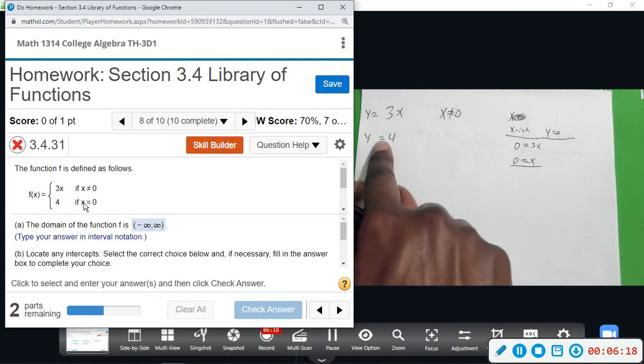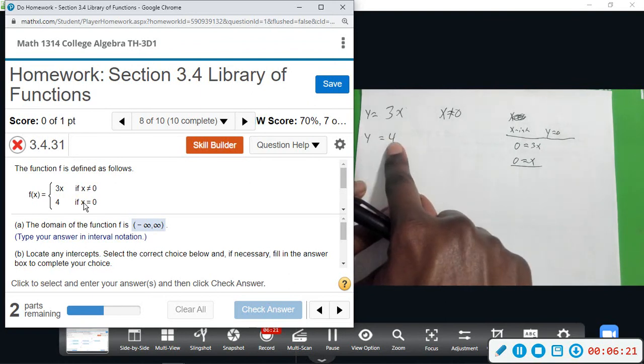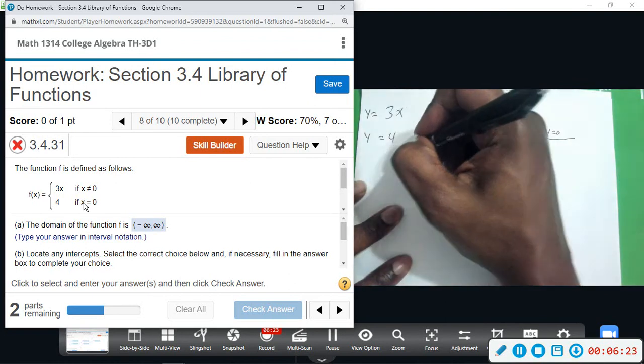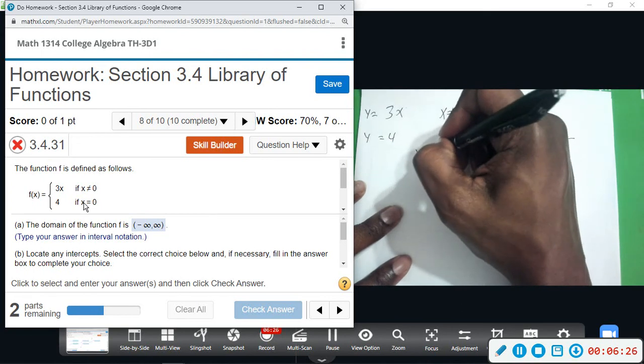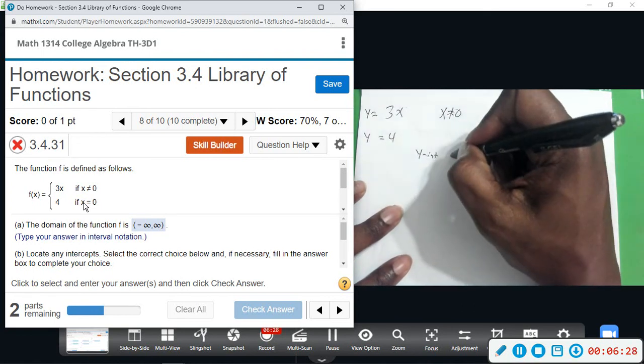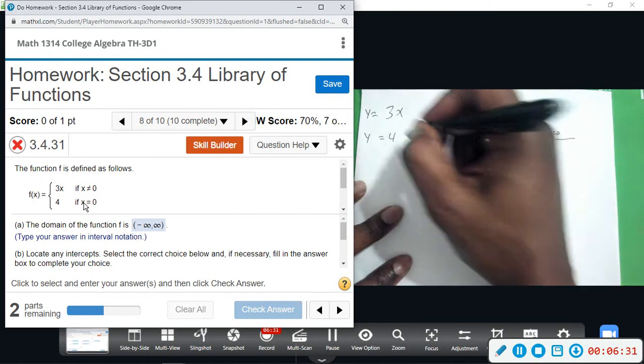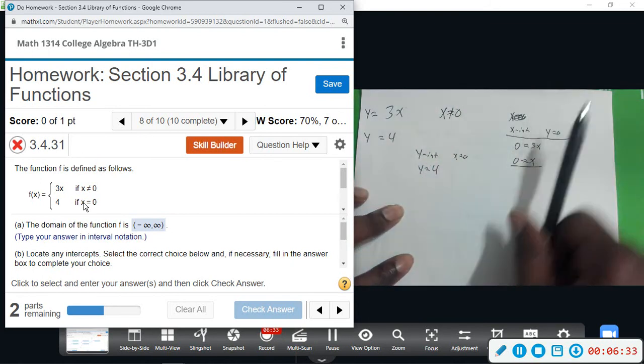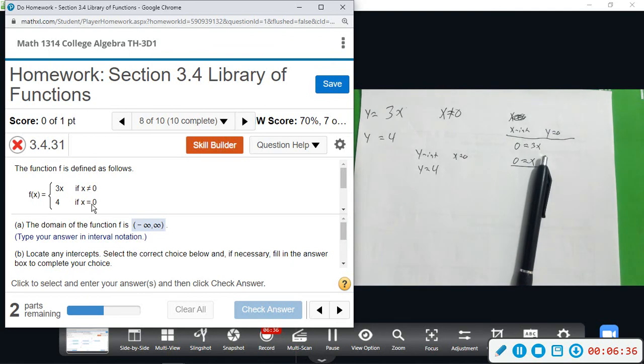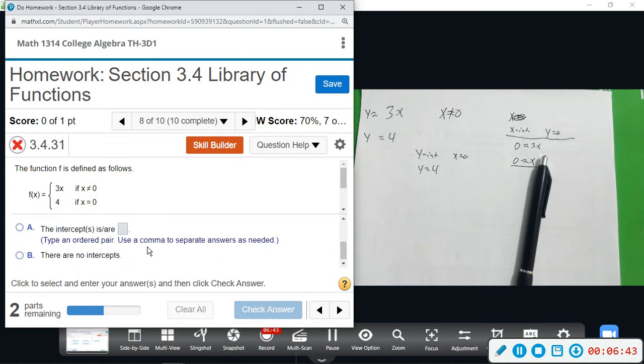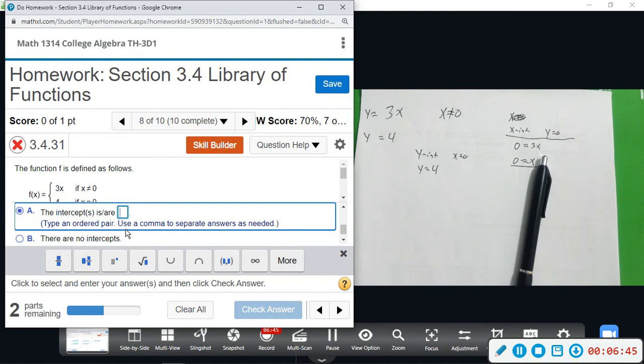However, if I go here, we just get y equals 4. There's no x to plug in, that is my y-intercept. Y-intercept is x equals 0, nothing to plug in but y equals 4. We get that because they tell us that x equals 0, y is 4. So that is your y-intercept. We can't plug in x equals 0, so that's all we can get. So we get one intercept. That would be 0, 4. That's on the second part, and we can't plug 0 into the first part.